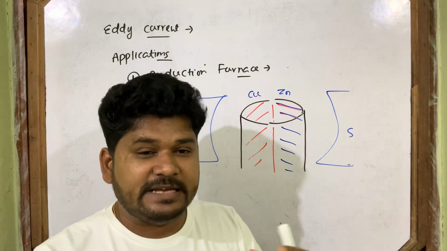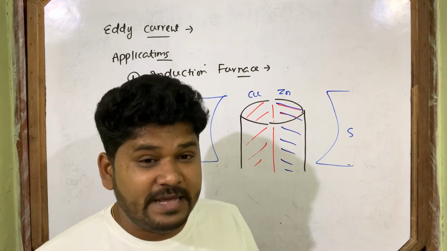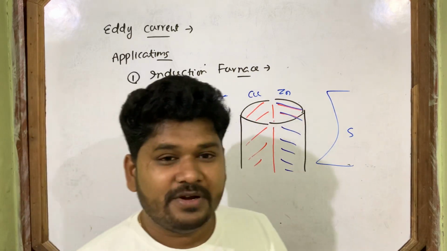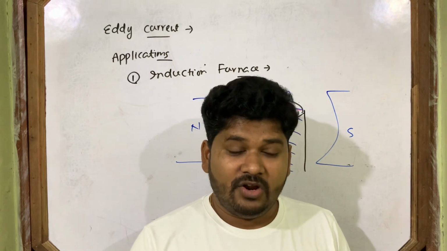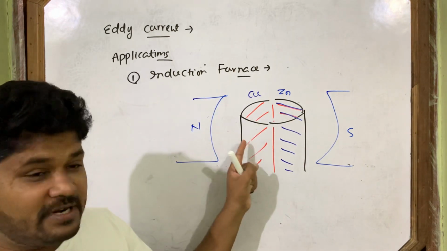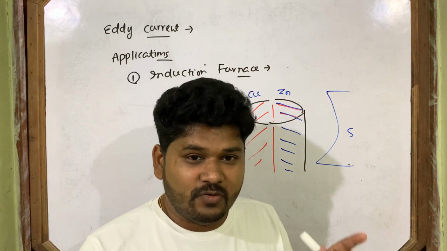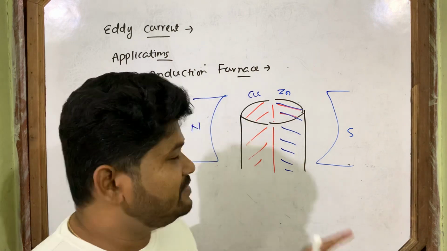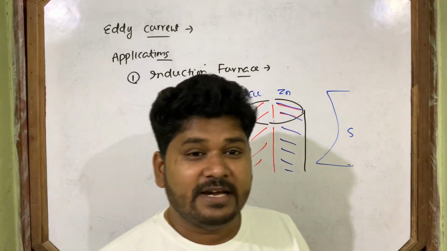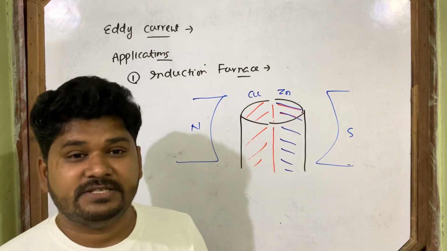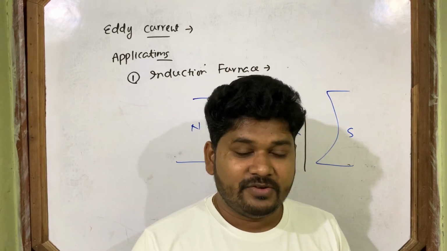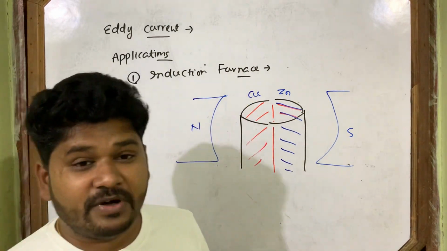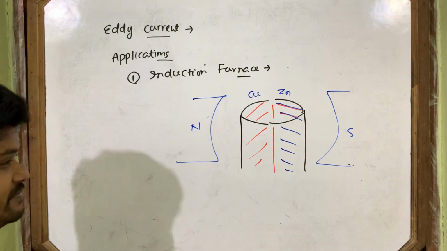When the two liquids rotate, after some time they mix with each other. Then you get the alloy of copper and zinc. You will get neither copper nor zinc. When you cool the system, the switch is off, rotation stops, no eddy current, and you get the alloy of copper and zinc. So this is the function of the induction furnace, where eddy current is used.